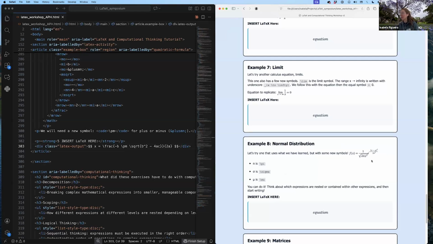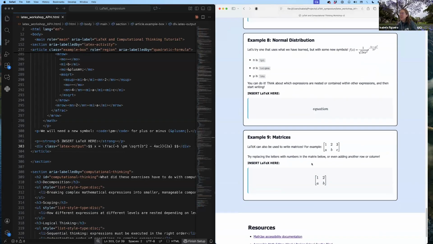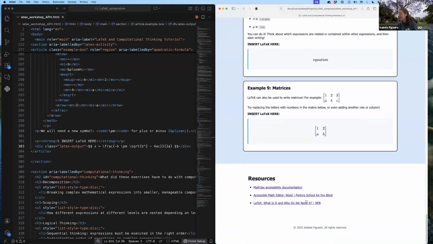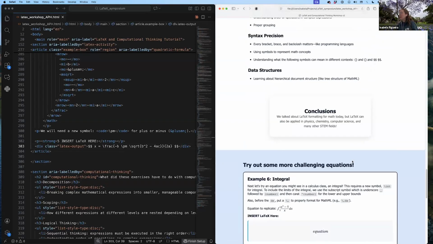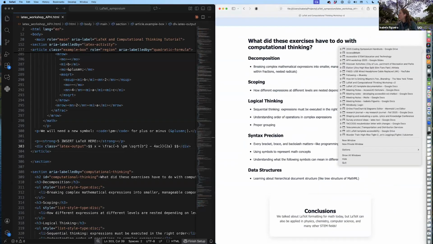You can use everything that we've learned today to write these crazy equations on your own time if you're interested. And oh yeah, you can also write a matrix, like in linear algebra, or in Algebra 2, I think we did matrices as well. So there's an example of how to write that in the HTML file. And at the bottom, I have some resources. But with that, I'm going to take us back to the slides and we will do some Q&A.